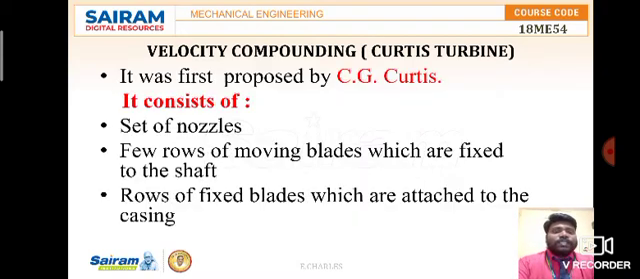So we will see the same thing here. This is a Curtis turbine. Why is it called a Curtis turbine? Because it was first proposed by a scientist called C.G. Curtis. That is why it is named after this particular scientist.